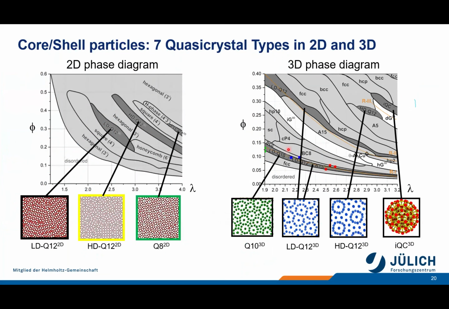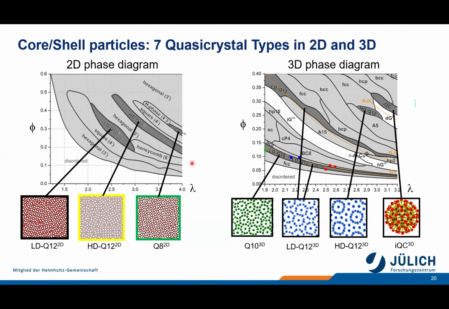We also did the two-dimensional phase diagram, and also here you see, as a function of the size ratio and the core volume fraction or area fraction, quasicrystalline phases. So this is a low density phase with 12-fold rotational symmetry. Again, also a high density phase with 12-fold rotational symmetry, and one phase with 8-fold rotational symmetry.